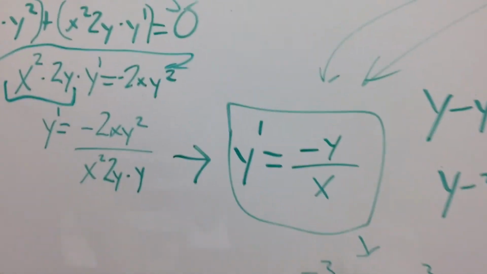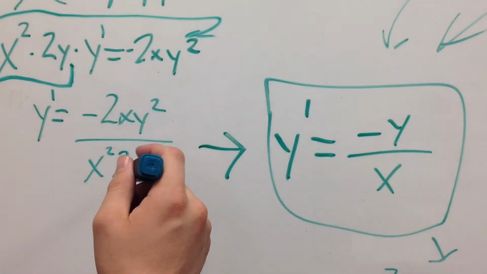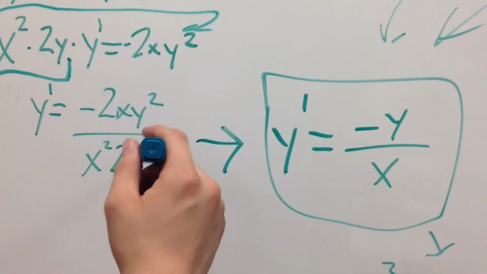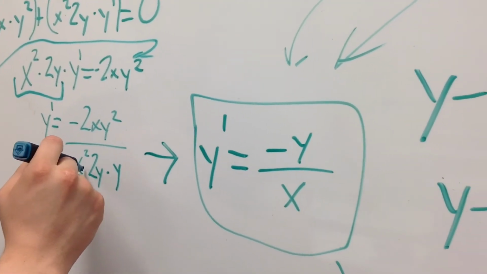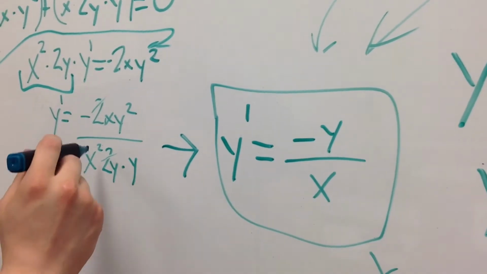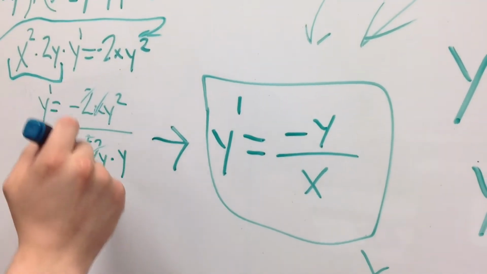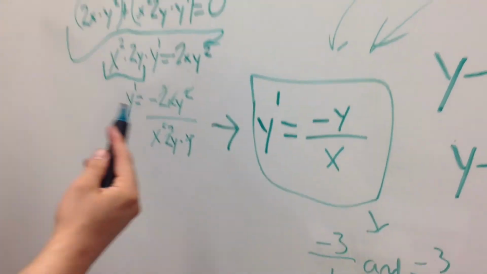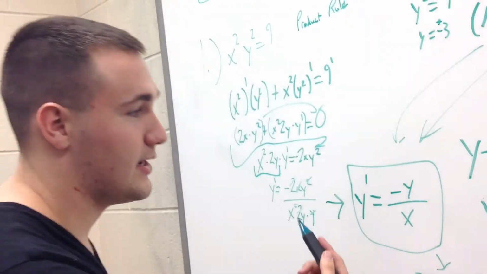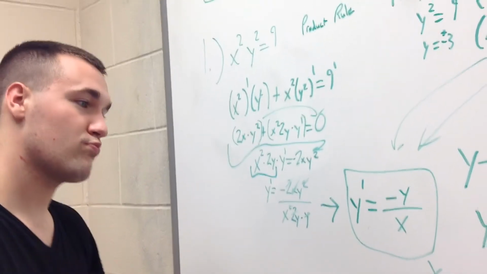There's a lot of canceling we can do here. You have a y, you have 2y here, so that can get rid of that. That 2 can get rid of that 2. That x can get rid of that x. You have 1y here, that gets rid of that. And you're left with negative y divided by x is what y prime is equal to.